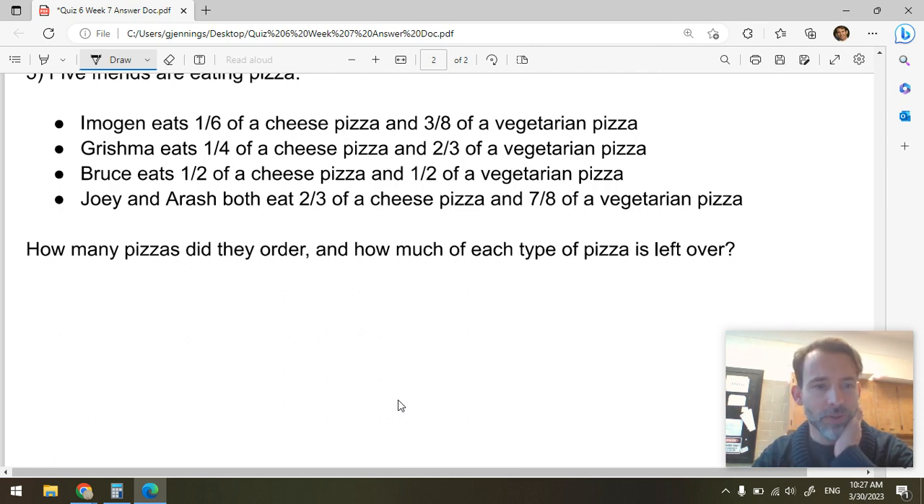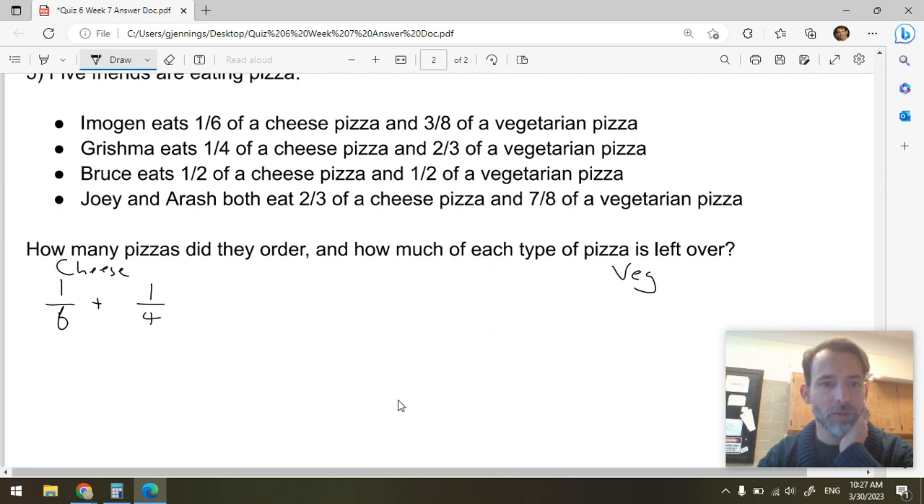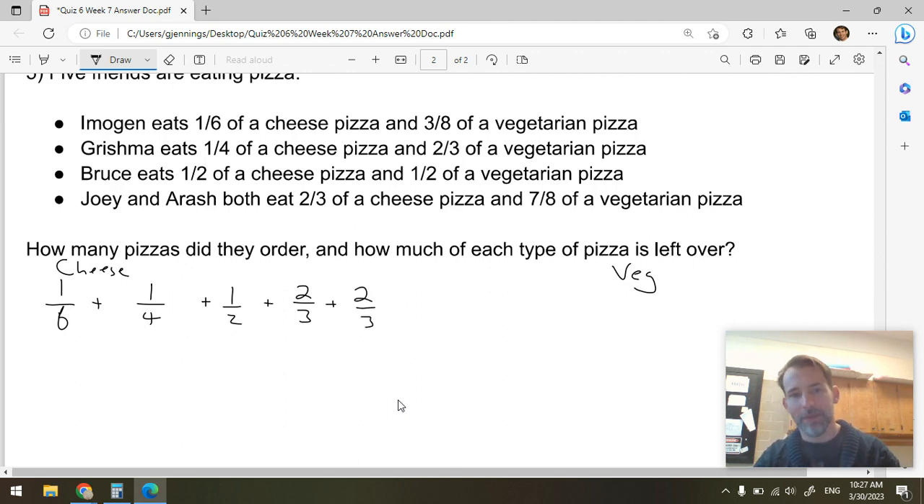Let's add up our cheese pizzas. So we have 1/6 is what Imogen eats. I'm just going to do cheese and veggie separate. All right, Grishma eats 1/4. Bruce eats 1/2. And Joey and Arash both eat 2/3. So I could write this as 2/3 plus 2/3. And let's do that.